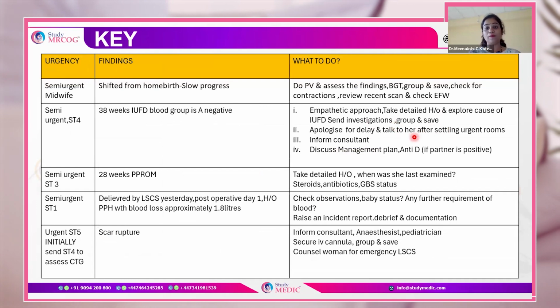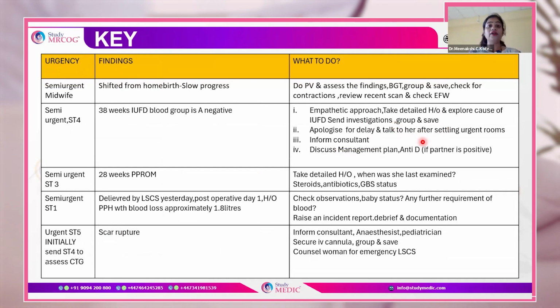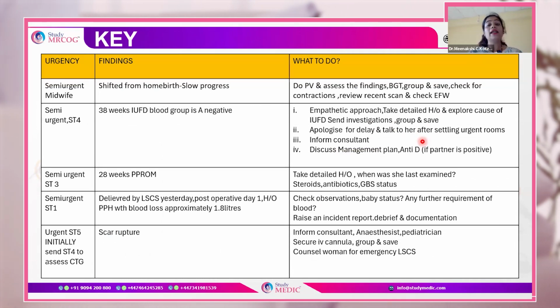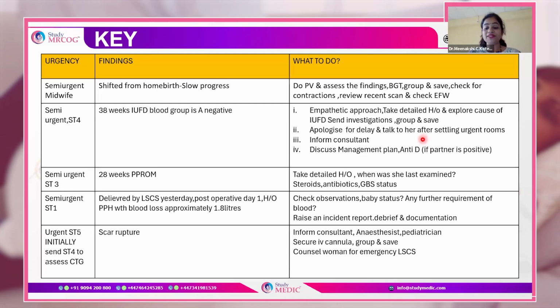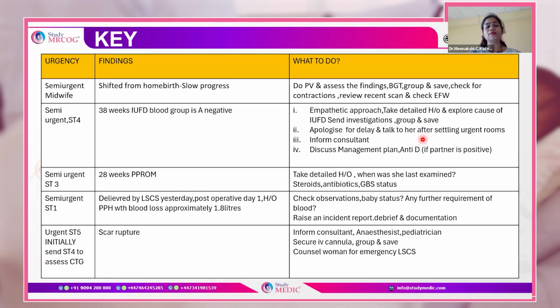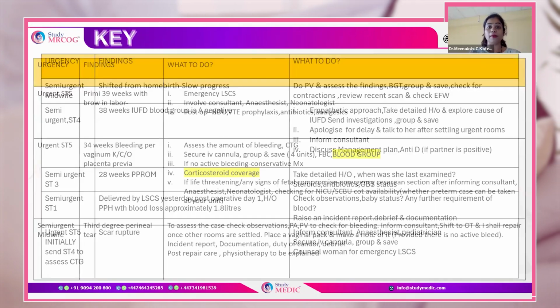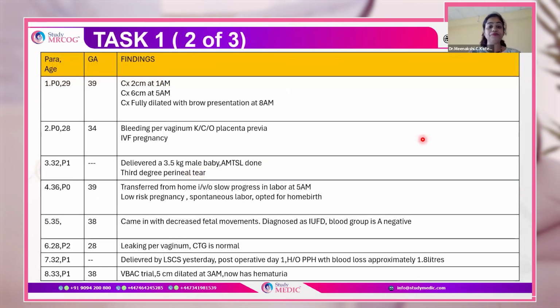Sending for investigations and grouping and saving is important. And then once you settle the urgent rooms, you have to say that I would want to apologize for the delay, and then I would want to review the case by myself and inform the consultant regarding this. And you have to discuss the management plan. It depends upon whether she's getting pain or not. If she wants to go home, give the warning signs and ask her to come back. Discuss about the anti-D as well.